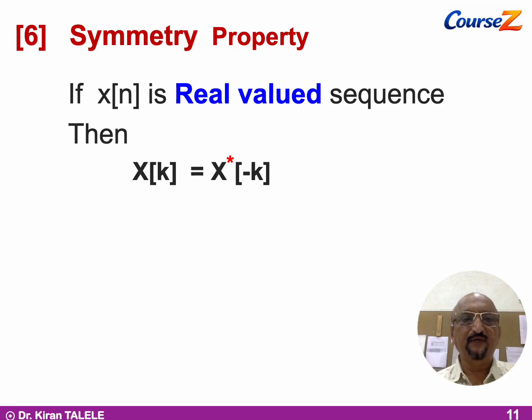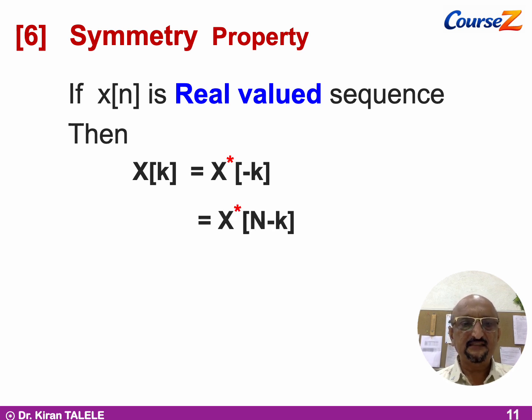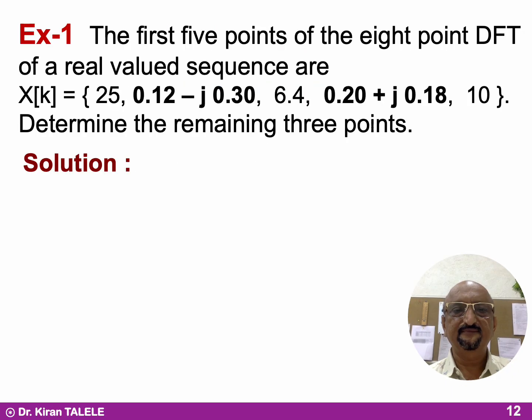Next, symmetry property of DFT. If x of n is a real valued sequence, then X of k is X star of minus k. Symmetry property of DFT is only for real valued sequences. The signal has to be a real sequence, with no imaginary part, no complex part. This is a periodic result, therefore we can write X star of N minus k.